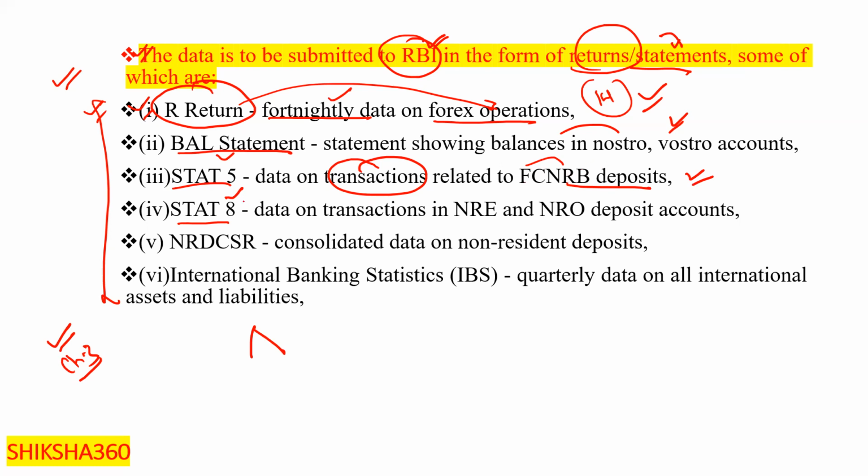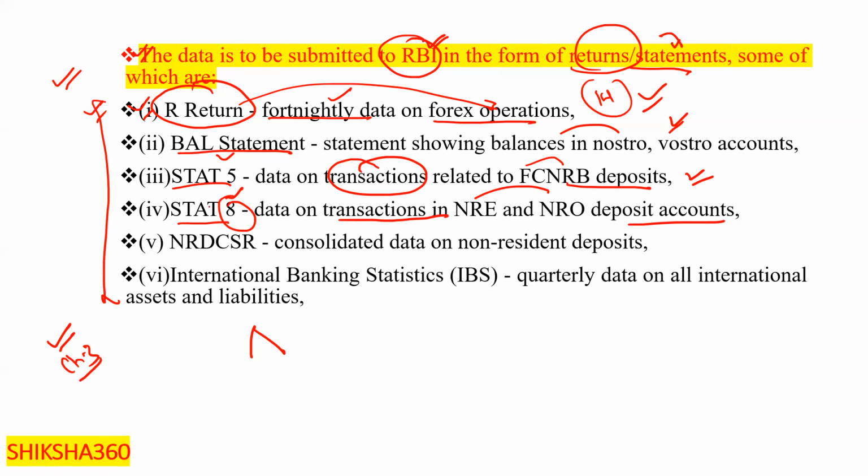Next one is Stat 8. Stat 8 is related to what? It is the data on transactions in NRE and NRO deposit accounts.